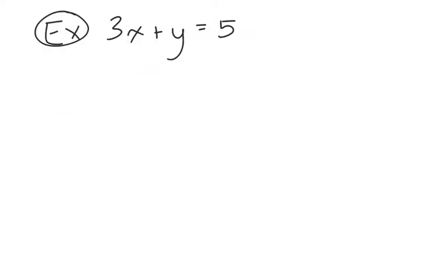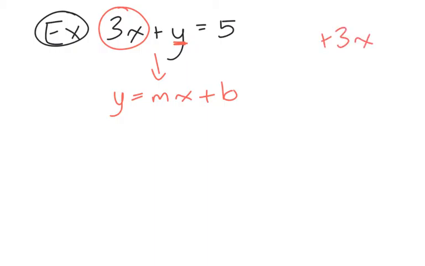In our first example, we're going to look at 3x plus y equals 5. We want to change this into slope-intercept form. So y equals mx plus b. However, you'll notice that the y has not been isolated and is stuck with other terms. The term it's stuck with is positive 3x. So I'm going to write that on the side, positive 3x. We know that when there is no sign in front of a number, it is actually positive.